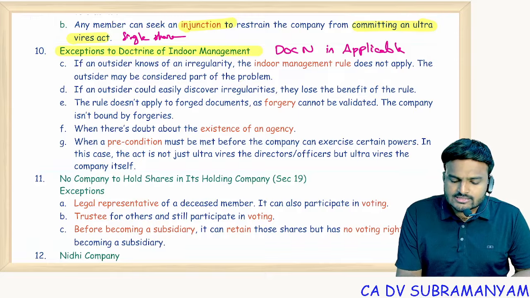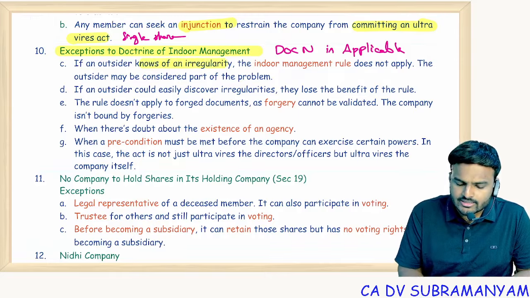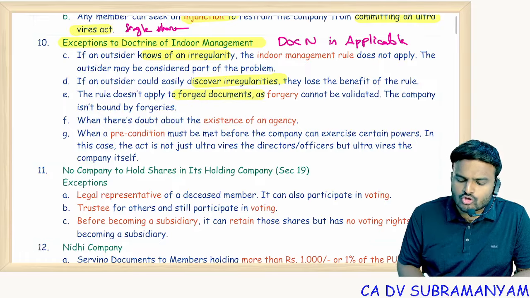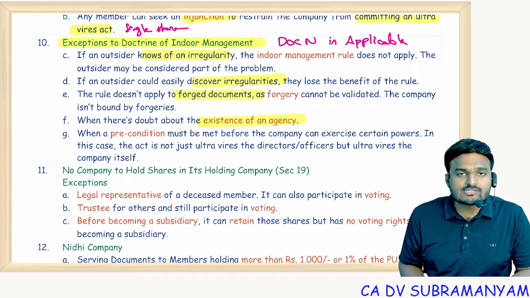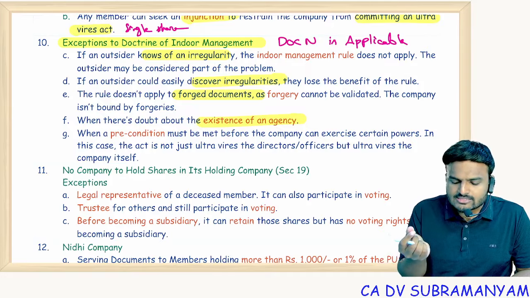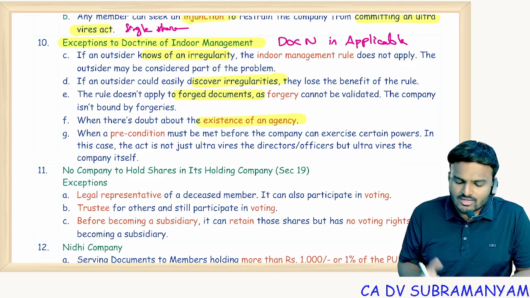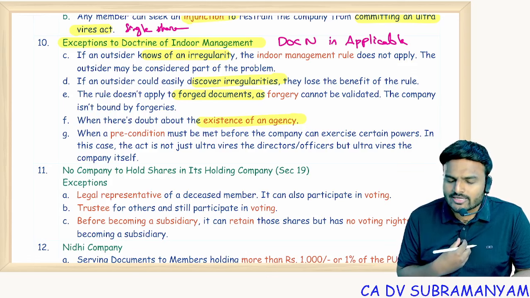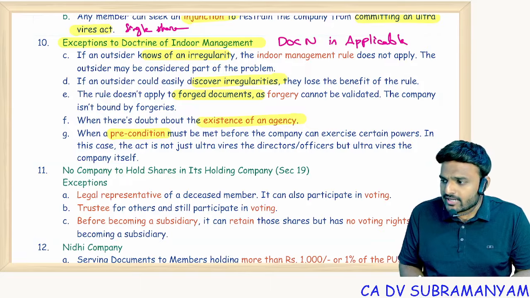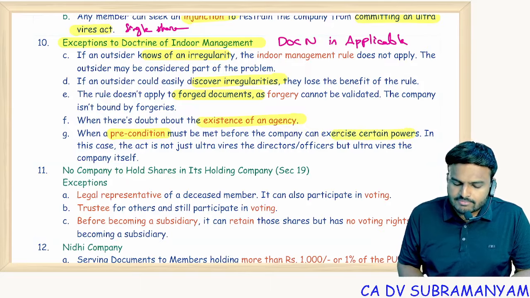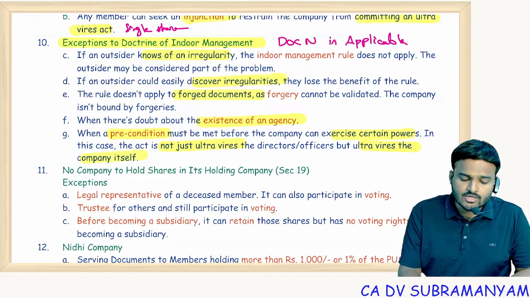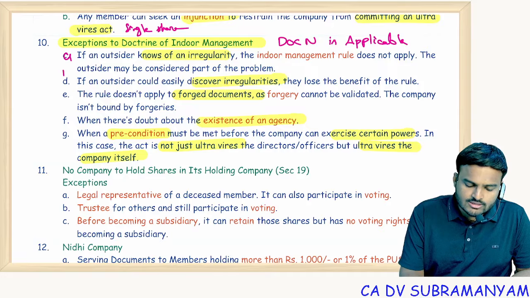If the outsider is negligent, if the outsider has knowledge of irregularity, or can easily discover irregularities. The rule does not apply to forged documents, forgery. If there is a doubt about the existence of an agency, whether this fellow is a director or not, in case of any suspicious events, you have to make further investigation. You can't assume that all the internal policies, rules and regulations will be as per AOA, as per Companies Act. No. When a precondition must be met before the company can exercise certain powers, in this case the act is not just ultra vires the directors or officers, but ultra vires the company itself. So simply, in all these cases, you know what?